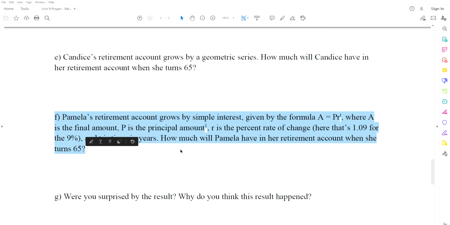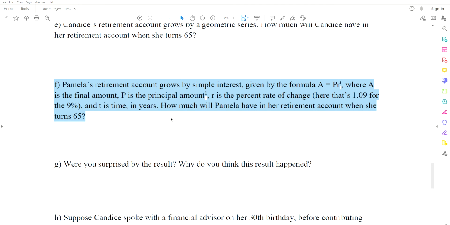Now, Pamela's retirement account grows by simple interest. Now, you've seen simple interest before in Algebra 1, but it might have been a while. It's given by this formula. All right. A is the final amount, so that's what you're going to be solving for. P is the principal amount. Hey, you know how much she has in her retirement account at 30. Plug it in. R is the percent rate of change, and I even give that to you. And T is time in years. Well, you can figure that part out. Plug it into this formula, and you're good to go. Find out how much you will have when she turns 65.